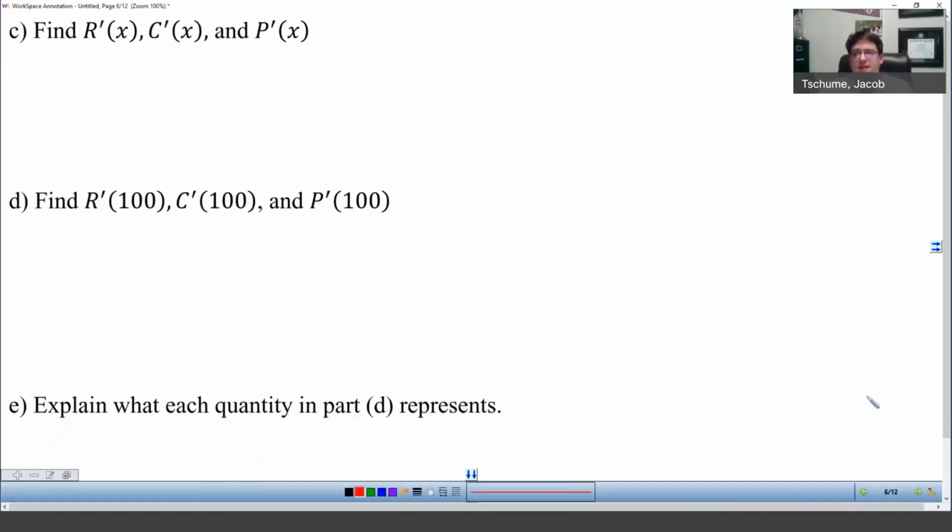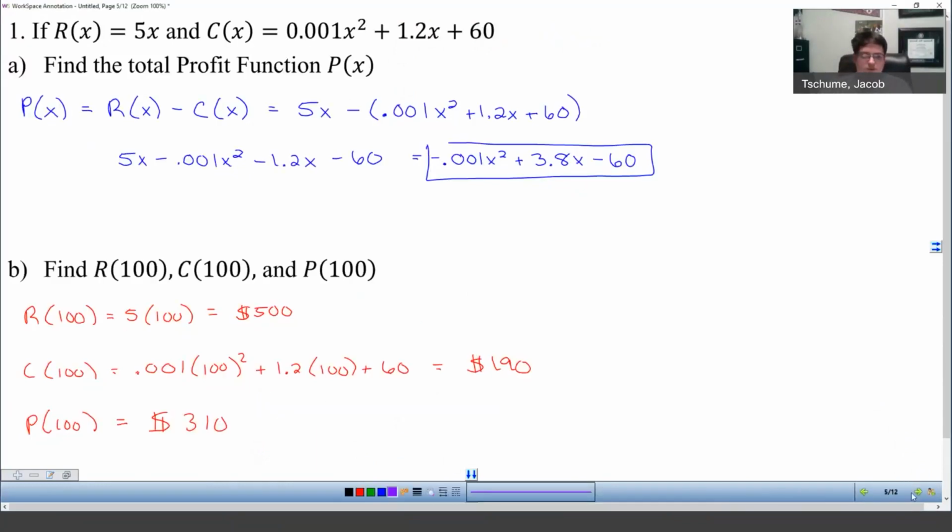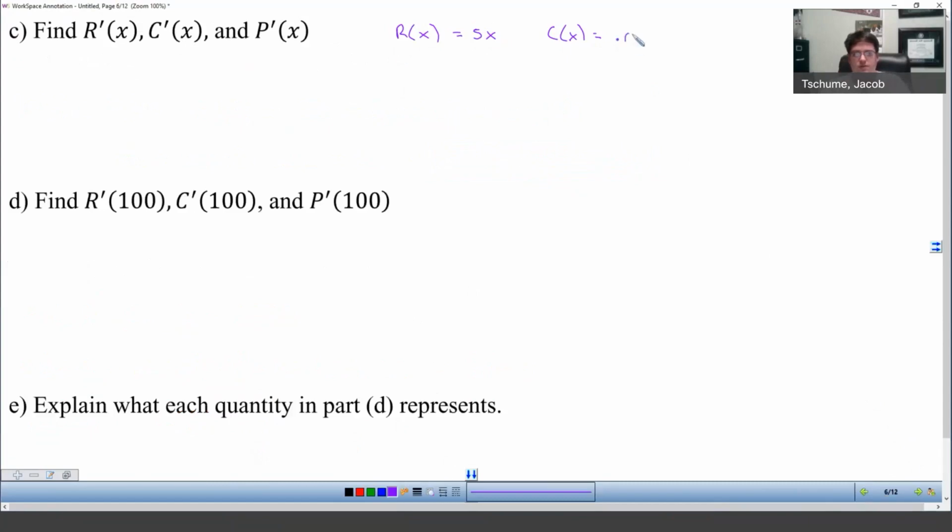All right, so for part C, we want to find the derivative of all three functions. So what I'm going to do up here at the top is write all three of them down. I remember revenue is 5x, and cost, let me backtrack really quick, cost is 0.001x squared plus 1.2x, and I apologize, plus 60. And then your profit function was negative 0.001x squared plus 3.8x minus 60, I believe. Let me make sure. Yep, there we go.